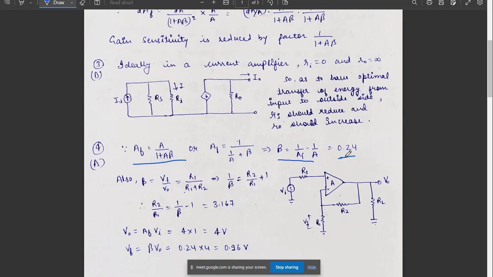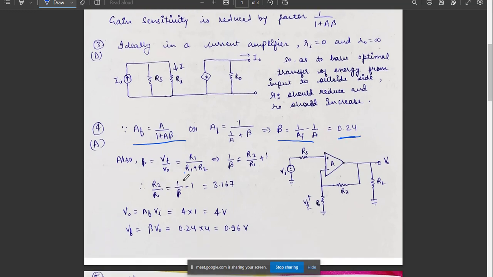So we have already beta equals 0.24. We'll put it here: 1 upon 0.24 minus 1 is equal to R2 by R1. So we got R2 by R1 equals 3.167. Now we have beta, and we get VO equals AF into VI, which is 4 into 1, that is 4 volts.